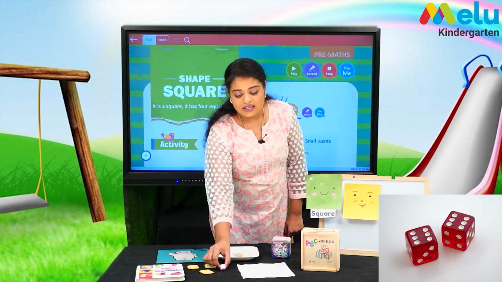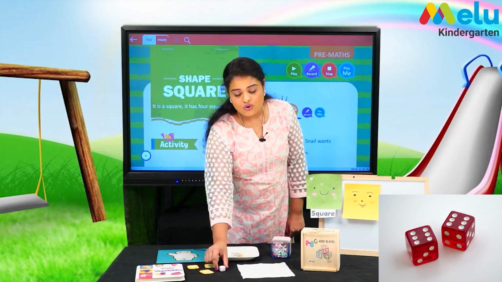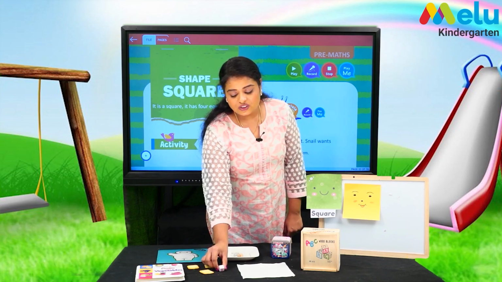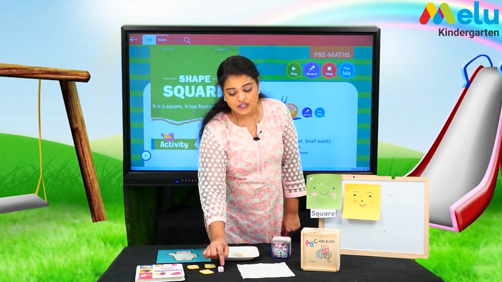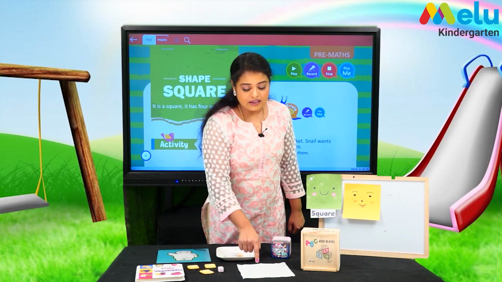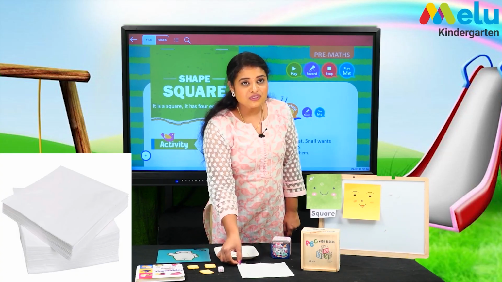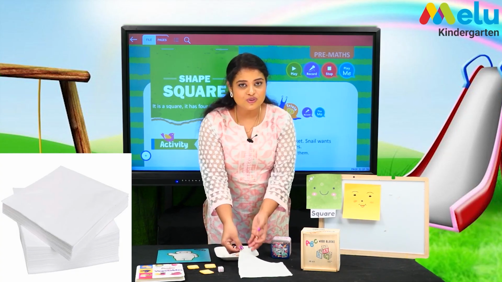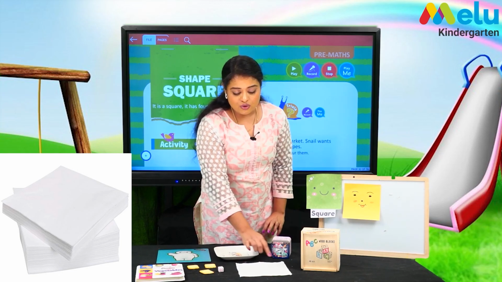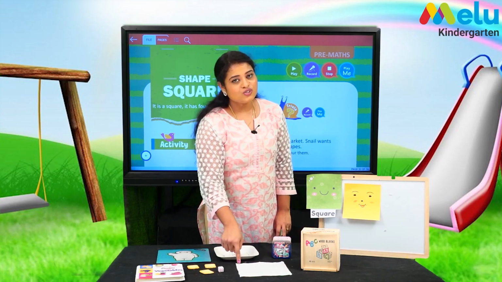Children, I have a dice. What is this? Dice, right? Can you see, children? The face of the die is in the shape of a square. And here I have a tissue. Children, we use a tissue to clean ourselves. So, this tissue is also in the shape of a square.